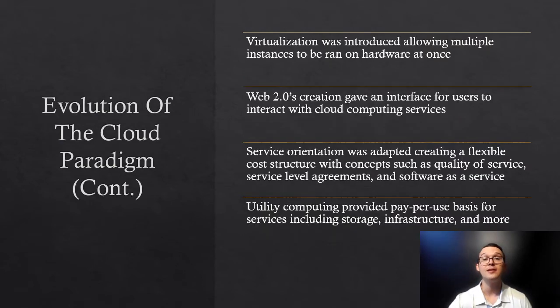Virtualization changed the way we think of cloud computing. It created a virtual layer over hardware that allows users to run multiple instances at once. Web 2.0 then gave clients an interface to interact with the cloud computing services available to them. As cloud computing grew, providers began to focus on providing different service models. These include quality of service, service license agreements, and software as a service. By choosing these models, users are able to pay for services on a pay-per-use basis.